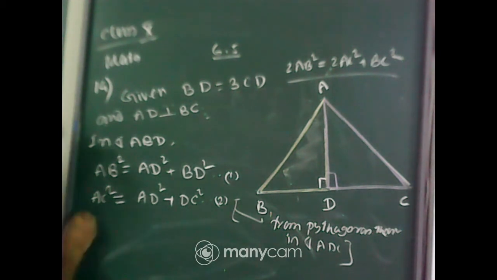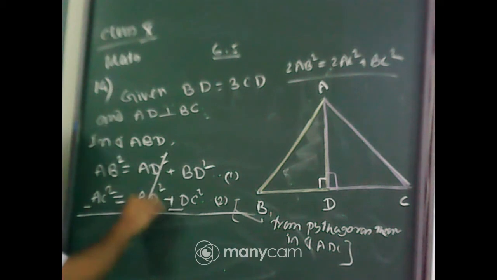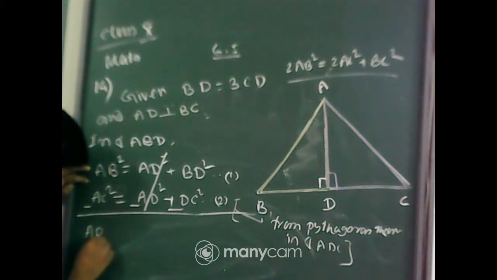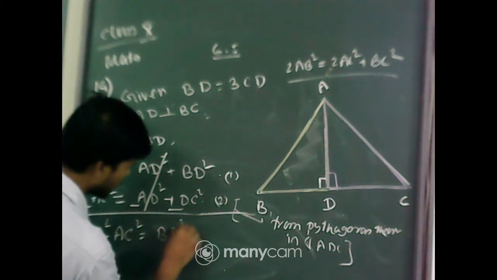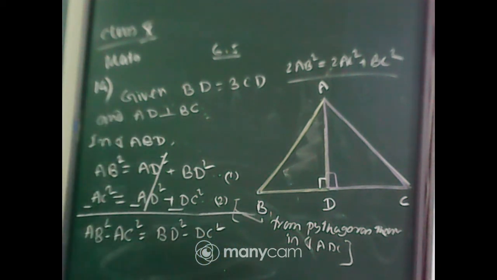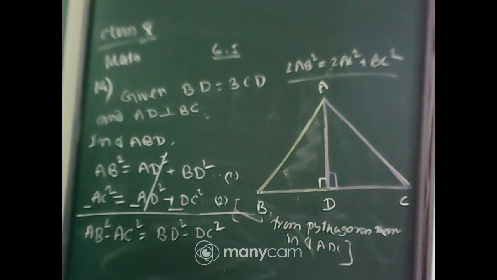Now do one thing, subtract these two equations, equation 1 and equation 2. So subtracting them, we can see that AD square and minus AD square will cancel each other. That means we are getting AB square minus AC square is equal to BD square minus DC square. Okay, we are getting this now.